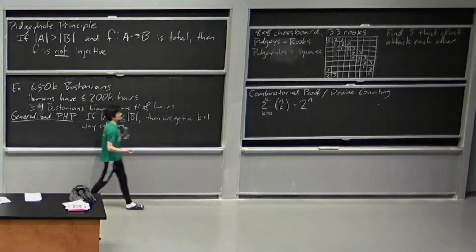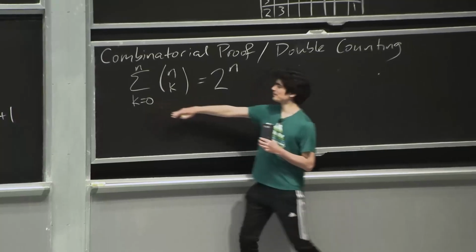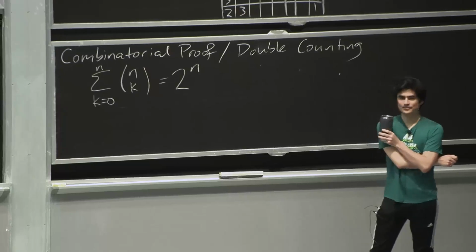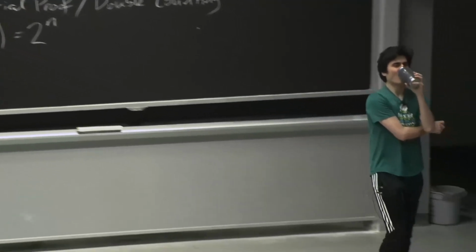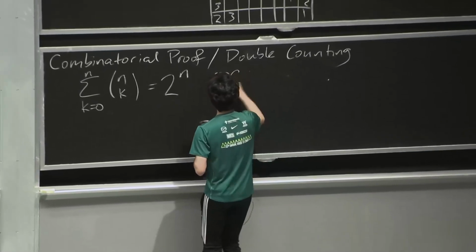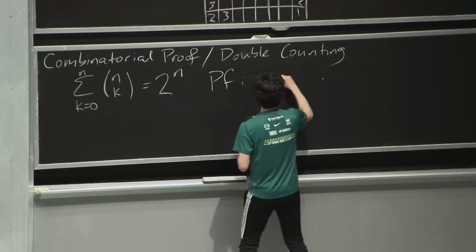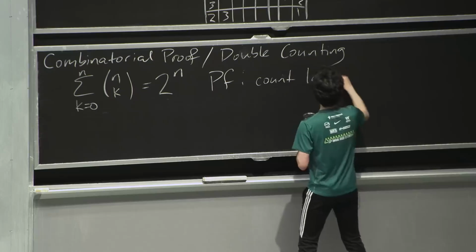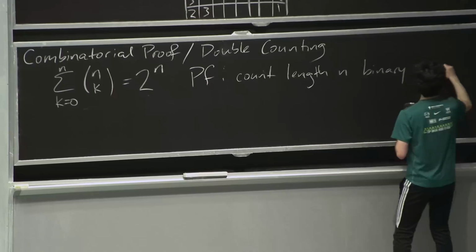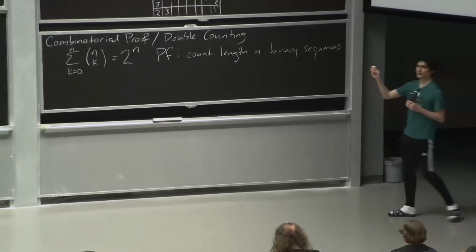How could we come up with a set that we can count, both as this expression and as this expression? Any ideas? Yeah. So the solution was to count length n binary sequences. Okay, so how does that give you each side of the equality?